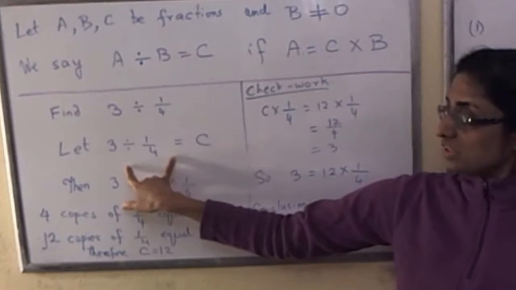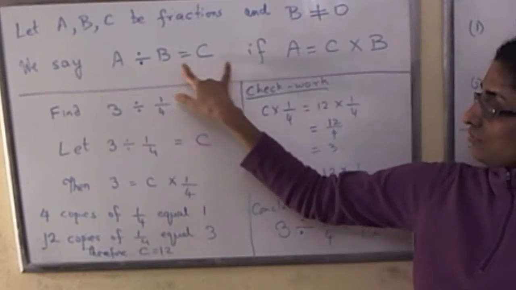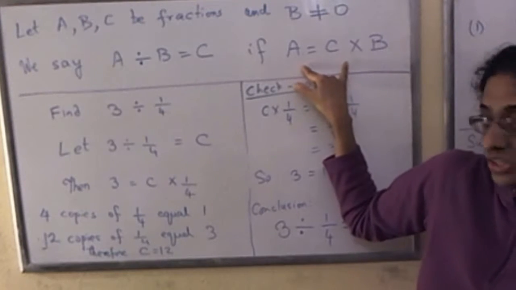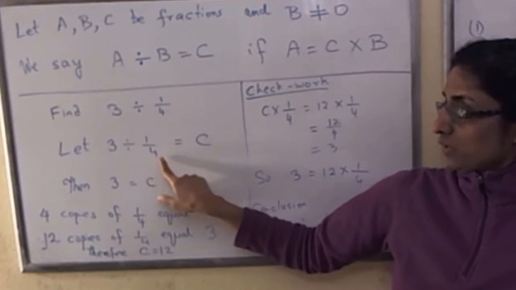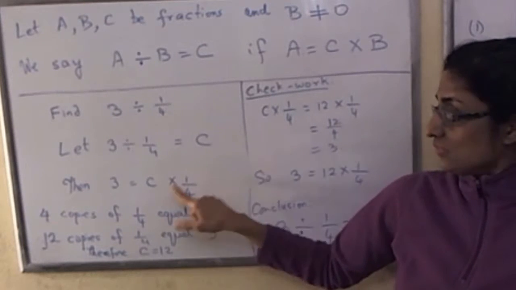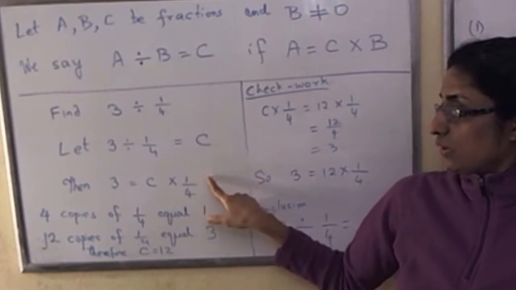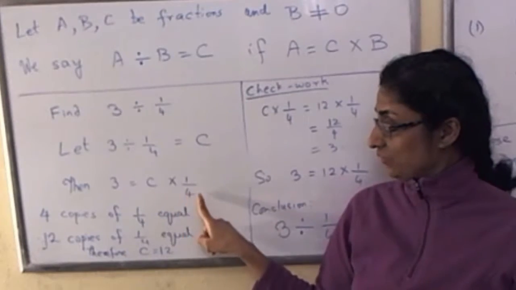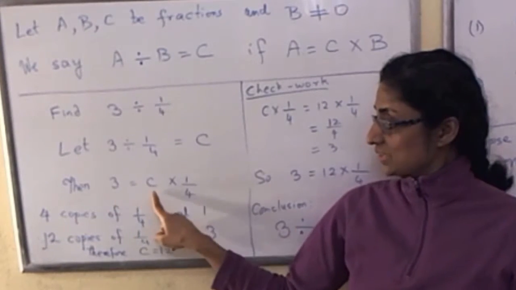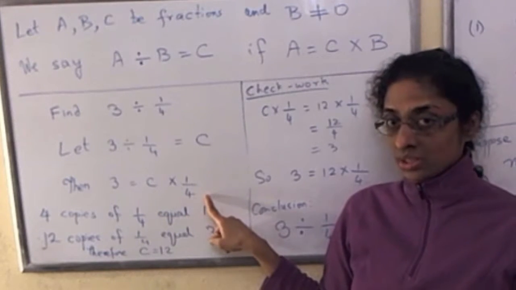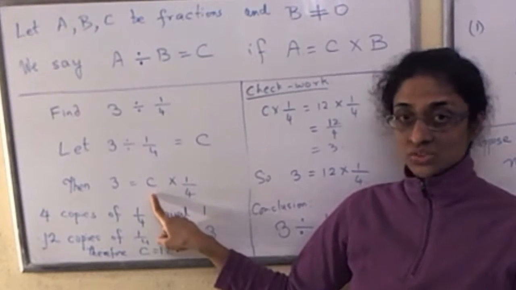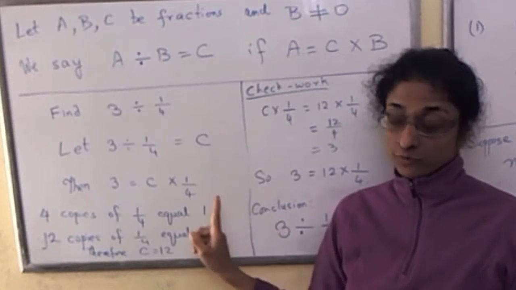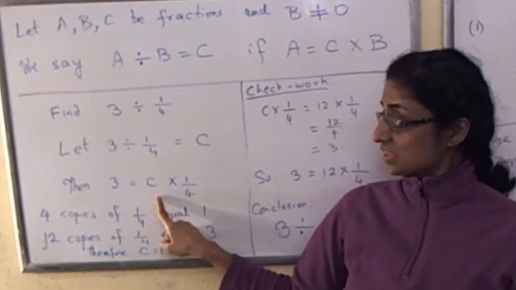So once you write this out, then use the definition to convert a division statement into a multiplicative statement. So 3 divided by 1/4 equals C really means 3 is C copies of 1/4, using the definition. And now let's look at this equation. 3 is C copies of 1/4 and we would like to find out what C is. And we use an informal intuitive way of finding what C is. And this is how we proceed.